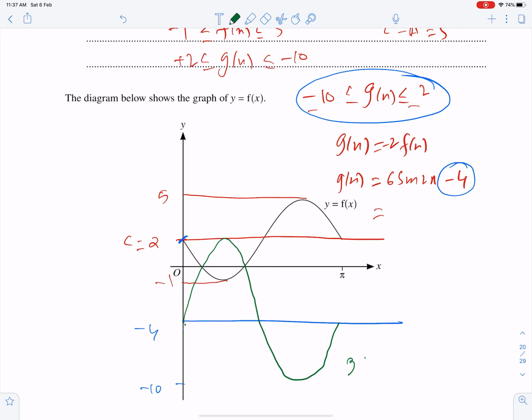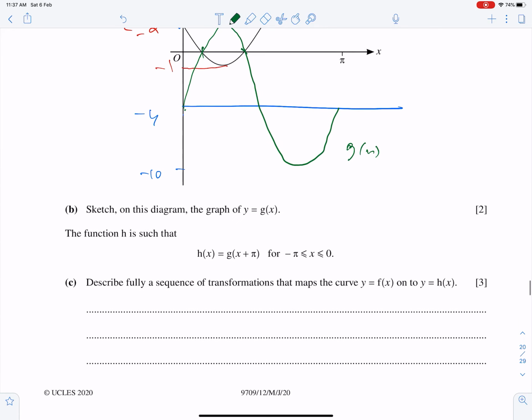This is the function g of x. These points are on invariant lines, therefore these points will remain unchanged. Now the next part of this question is: sketch on this diagram the graph of y is equal to g of x. We have done this part. Now this is the next part.